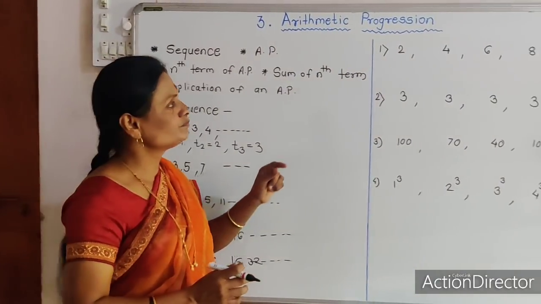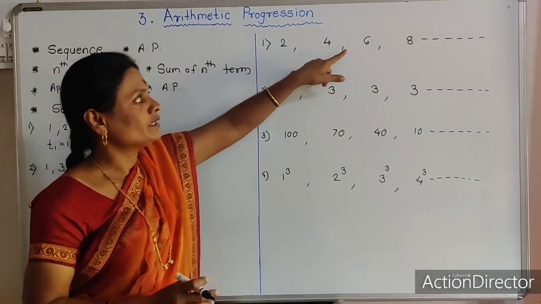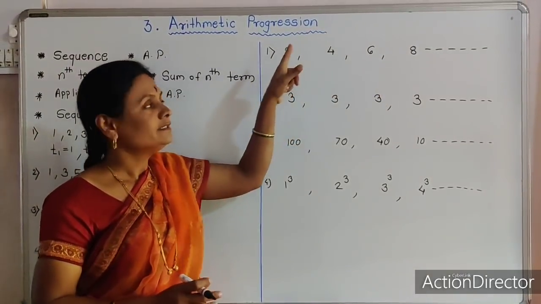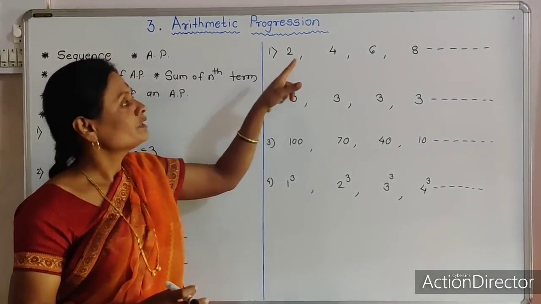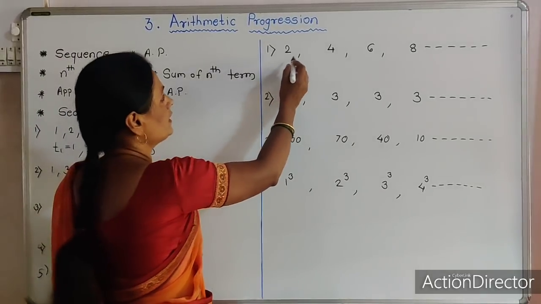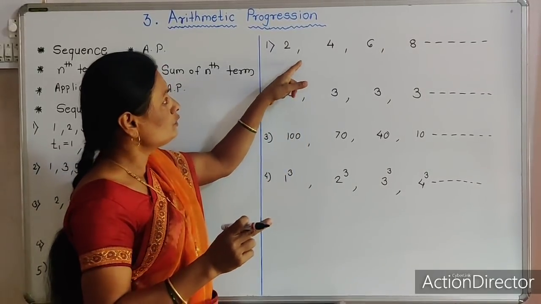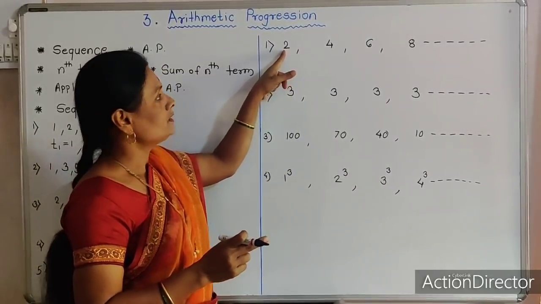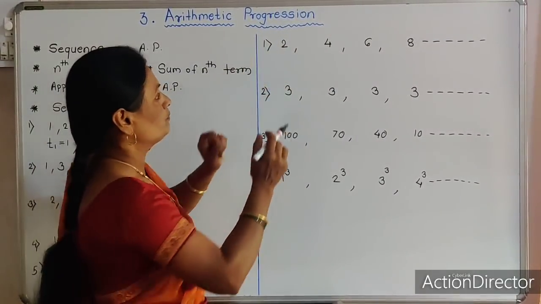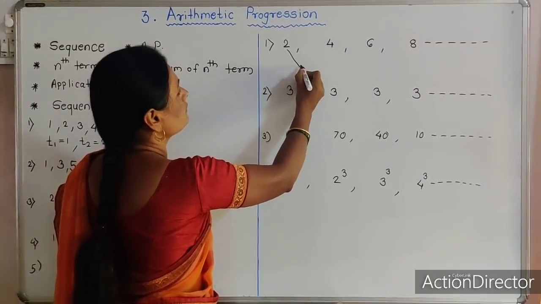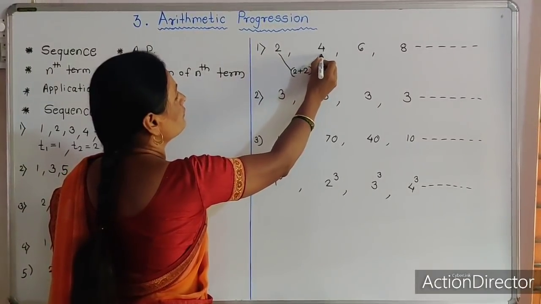Here also, in the first example, look here, 2, 4, 6, 8. These are the even natural numbers. Now look here. The next term is obtained by adding 2 to the previous term. That is, 4 is obtained by adding 2 to 2. 2 plus 2, we get 4.